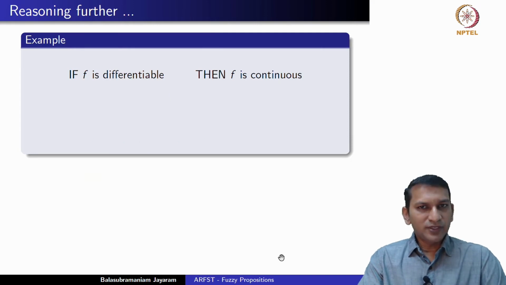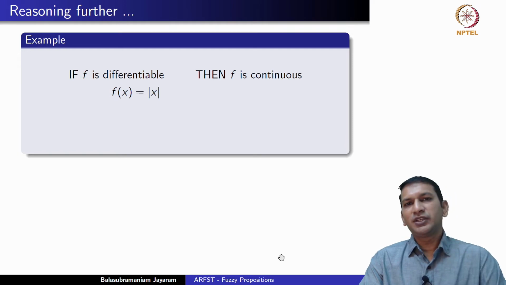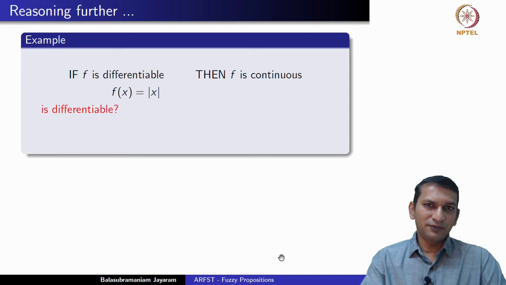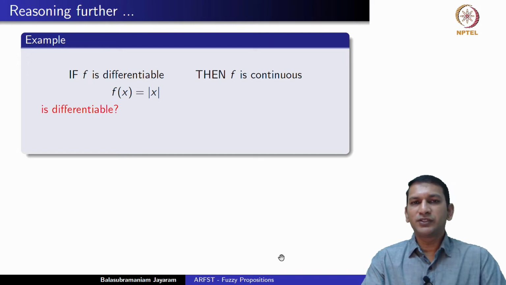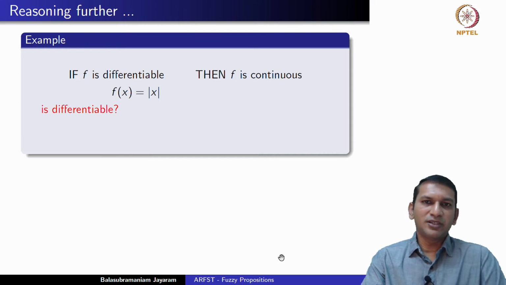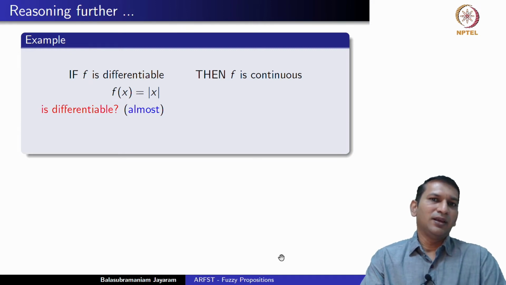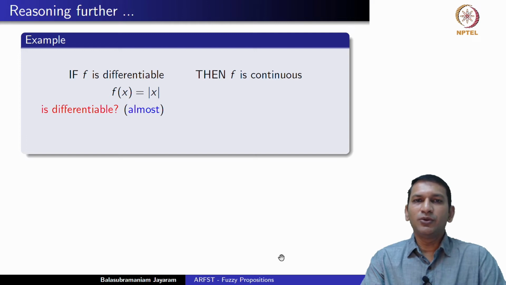Now, think of the same piece of knowledge given to us in terms of the conditional, but now we have the function f of x is equal to mod x. Now, if you ask the question, is it differentiable? We all know that if you consider the entire domain of this function, which is R, then except at the origin, everywhere else it is differentiable. So in some sense, colloquially speaking, you could say it is almost differentiable. The question is, given this piece of knowledge and this new information, can we infer something? Well, classical modus ponens does not allow us to infer anything.